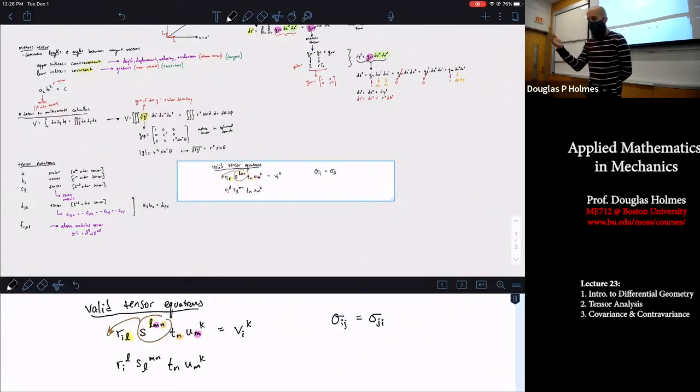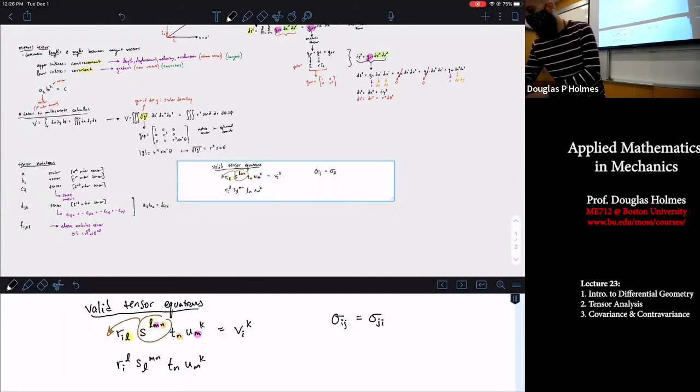Yes, awesome. It's like you asked the question I wanted someone to ask. So what happens if you have an equation where you have something written upstairs, but you need it written downstairs? And the answer is the metric tensor. The metric tensor is what saves the day for you. So how does that work?